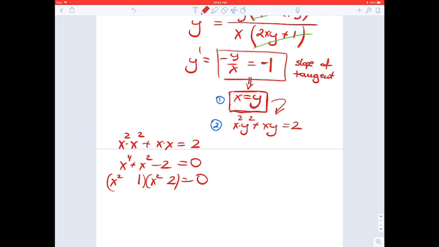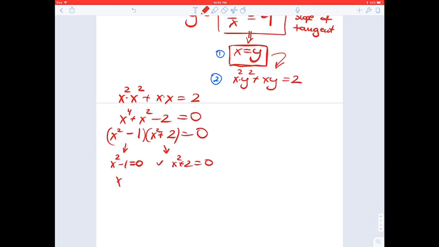2 and 1, positive 2, negative 1. If I multiply, I have this. That means I can say x squared minus 1 is 0, or x squared plus 2 is 0. This one, of course, is giving me positive and negative 1, and x squared is never negative. No solution, empty set. But I have 1 and negative 1.